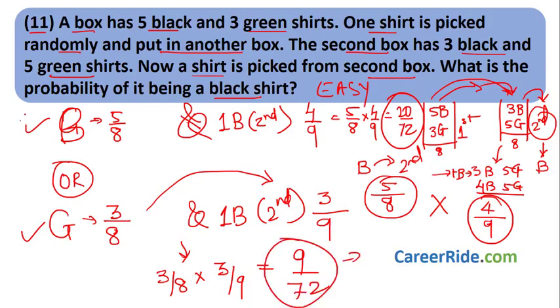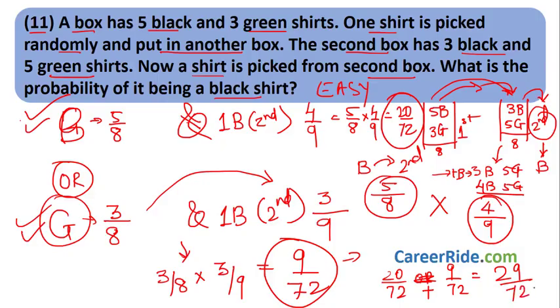We know we can choose first case, that is black shirt, or we can choose second case, that is green shirt. So first scenario or second scenario, that is addition, nothing but addition. So we get 29 upon 72 as the probability of the one shirt which we pick from second box to be black shirt. Moving to question number 12.